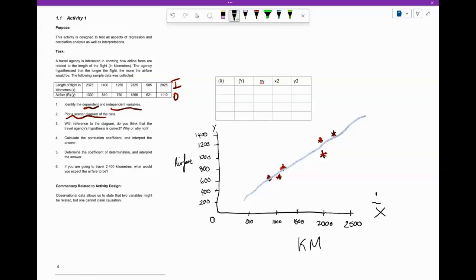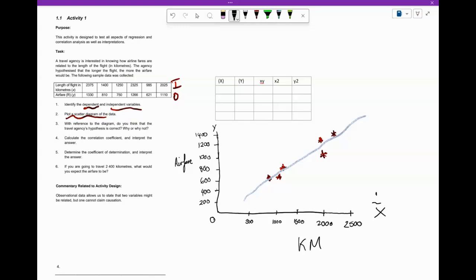Just answering yes or no would give you a mark, and then motivating would give you a second mark, depending on how many marks are actually there. And make reference to the graph, because remember they said with reference to the diagram.